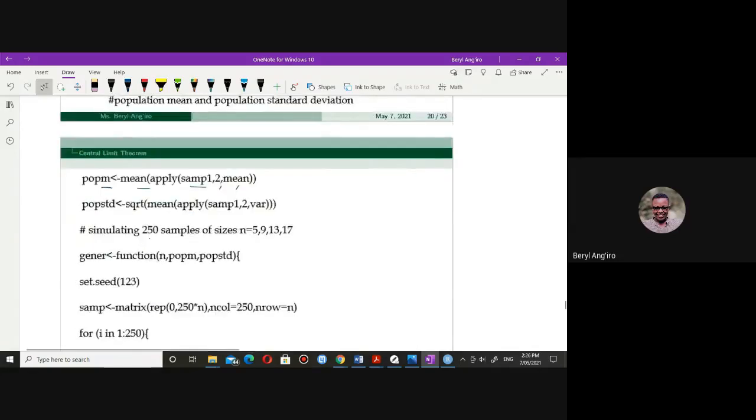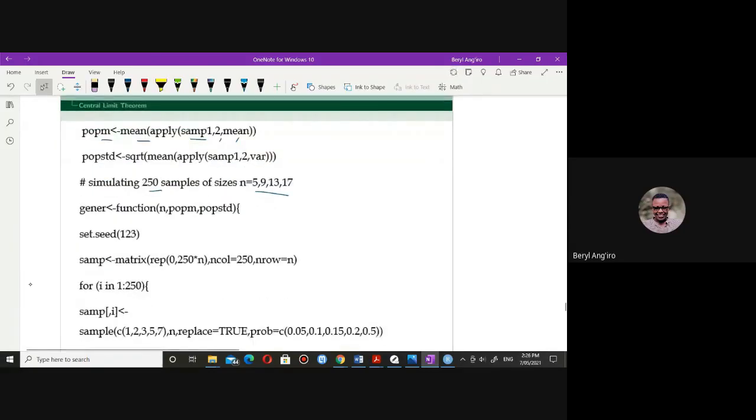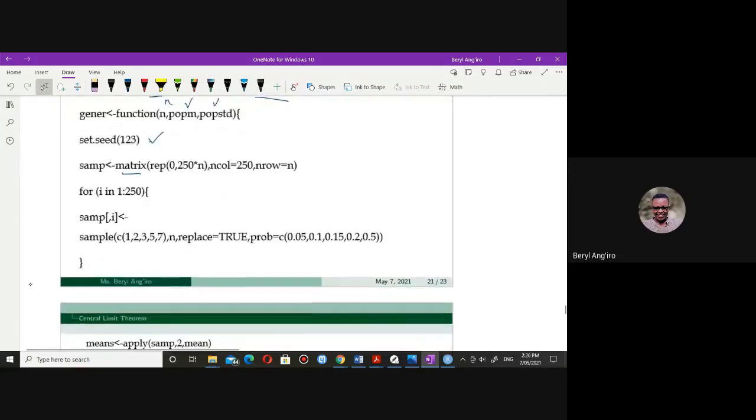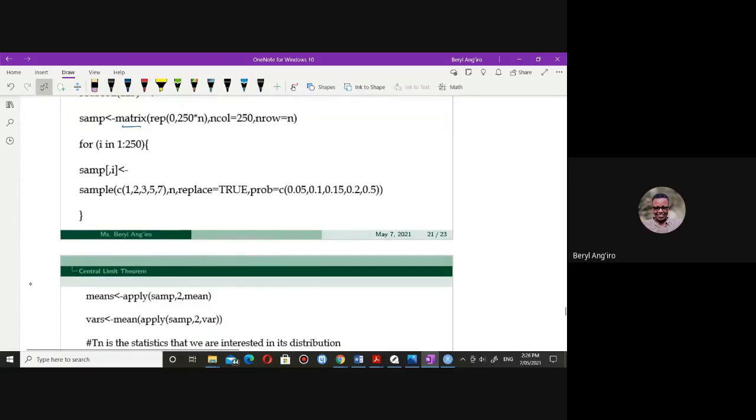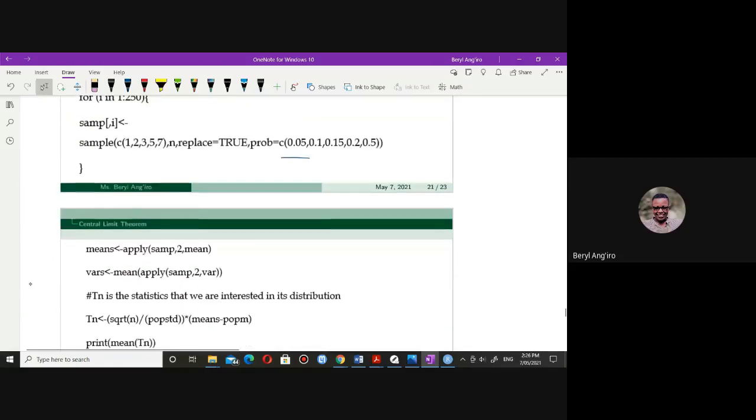So when you want to simulate 250 samples of these sizes, we use a function. It will be a function of n, population mean and population standard deviation. Then we first set the seed, then our sample, we get the matrix, then for i equals 1 to n, we have the same sample where we specify also the probabilities, then mean and variance, just like we have seen.